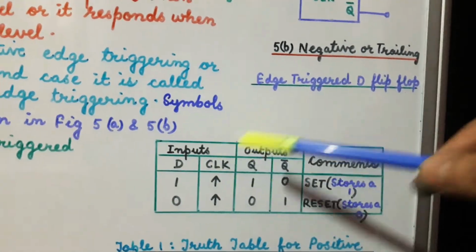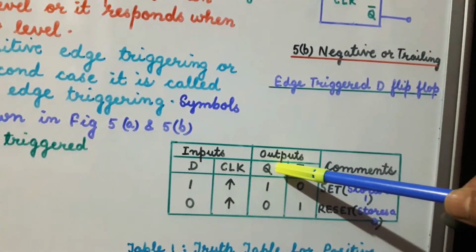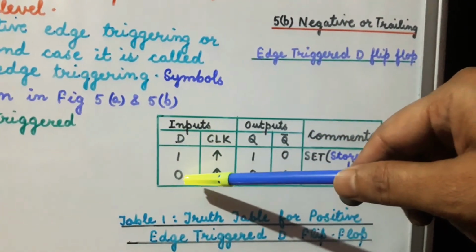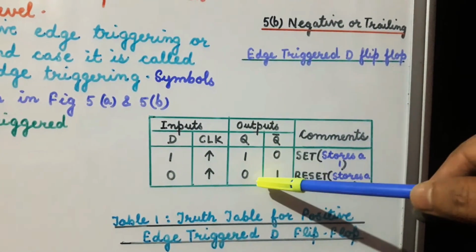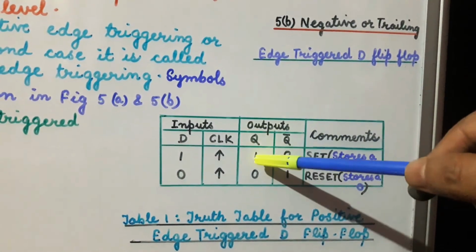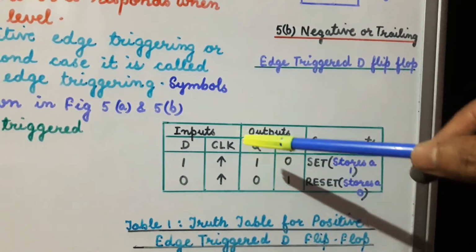From this truth table, we find that when the value of D, that is data, is 1, then the value of the output is also 1. Similarly, if the value of data D is 0, then the value of the output is also 0. Similarly, we find that if Q is 1, then its complement is 0. If Q is 0, its complement is 1.